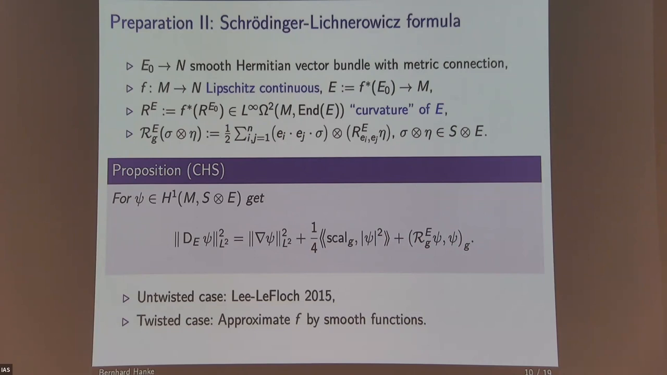So the classical Lichnerowicz formula doesn't take inner products. In the classical way, we take the square of the Dirac operator, D_E squared of psi, which is equal to the square of the covariant derivative applied to psi. The second term is 1/4 of the scalar curvature. And the last term is this endomorphism applied to the section psi.